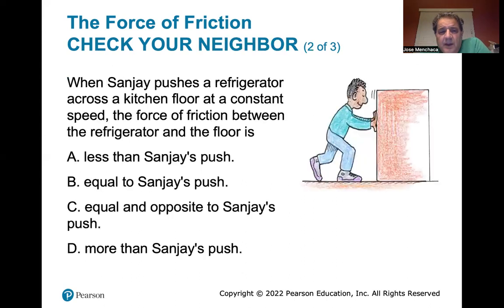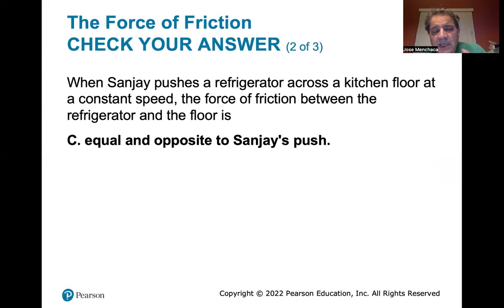Okay, when Sanjay pushes a refrigerator across the kitchen floor at a constant speed, the force of friction between the refrigerator and the floor is A, less than Sanjay's push, B, equal to Sanjay's push, C, equal and opposite to Sanjay's push, or D, more than Sanjay's push. Well, the key point here is constant speed. If it's a constant speed, then we know that the sum of the forces equals 0. So he's pushing in one way. Friction has to be in the opposite direction, but equal, and that's C. It's equal and opposite to Sanjay's push.